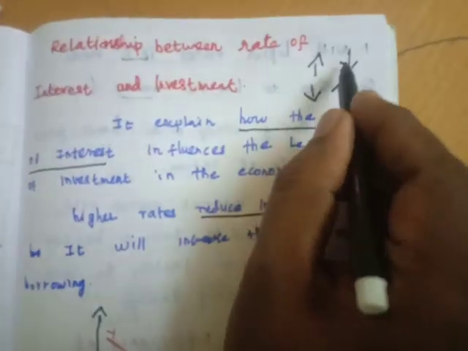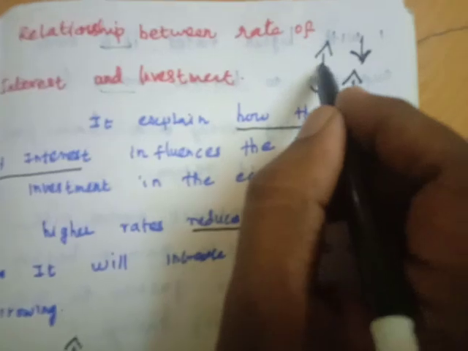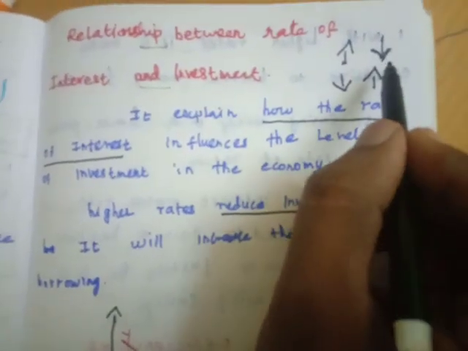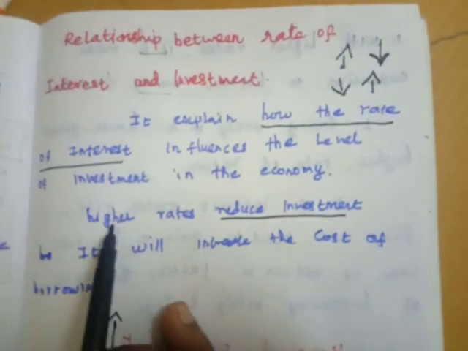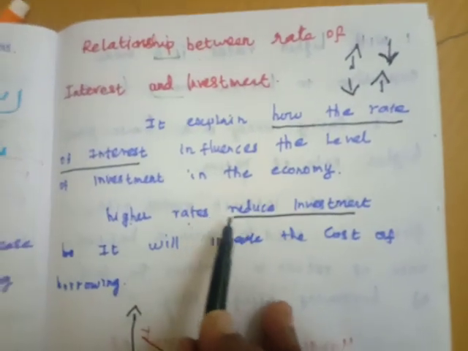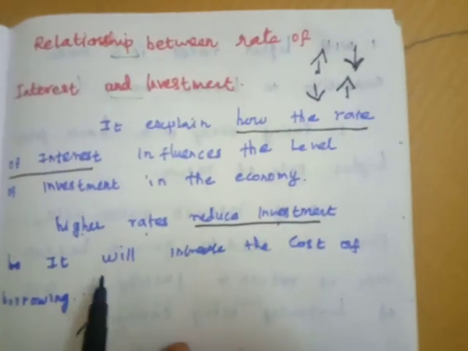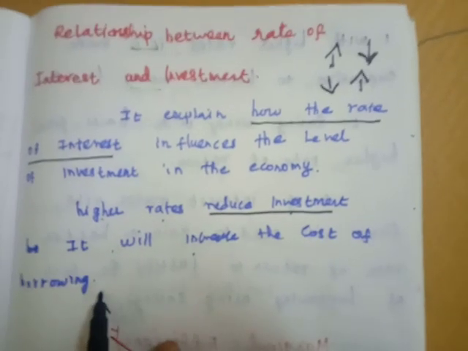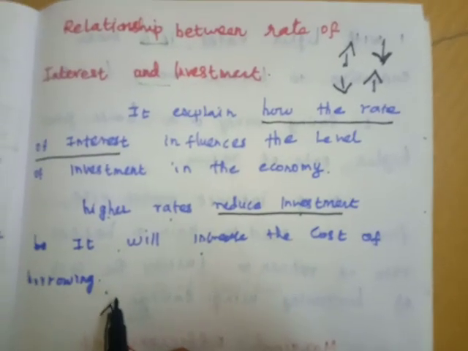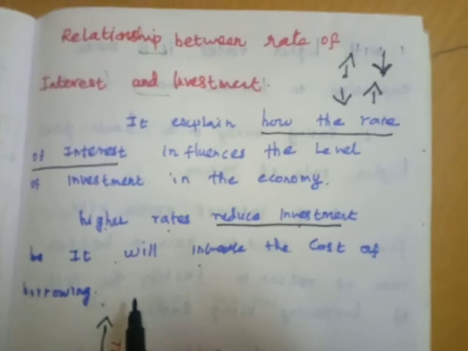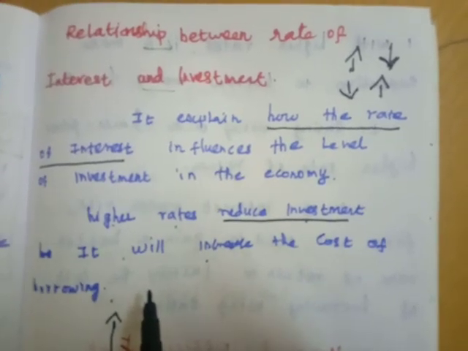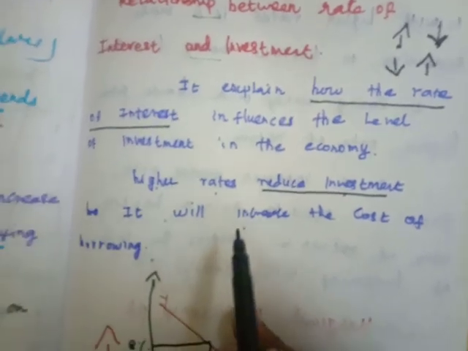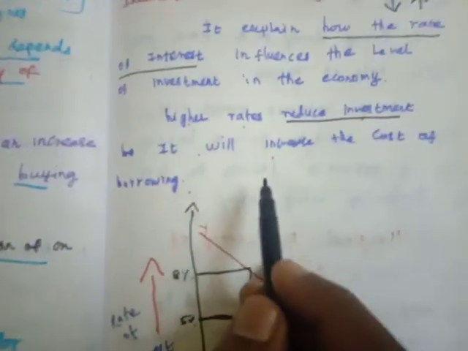So I draw the arrow mark down. A higher interest rate means a lower rate of investment. That is, higher rates of interest reduce investment. It will increase the cost of borrowing, meaning when we borrow a loan or financial help from financial institutions, the banking sector, friends and relatives, and money lenders.